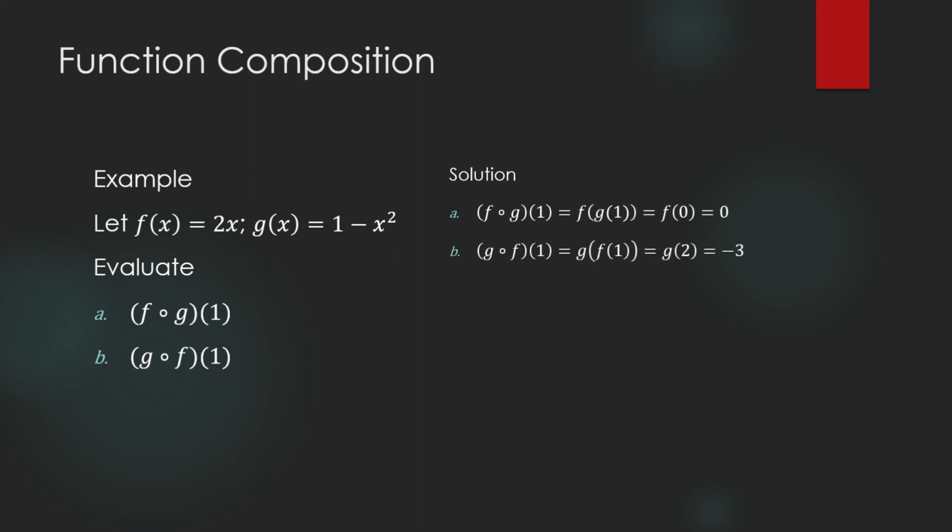Now, let us evaluate g circle f of 1. It is the same as this. So this means f will act on 1 first. And what is the result? The result is 2. 2 times 1 is 2. And then g will act on the result of f of 1. And that is equal to g of 2 is equal to negative 3. So here, we are seeing that function composition is not necessarily commutative.